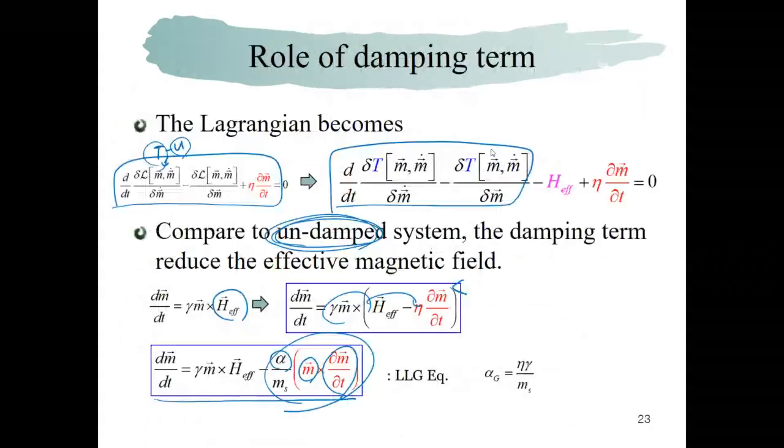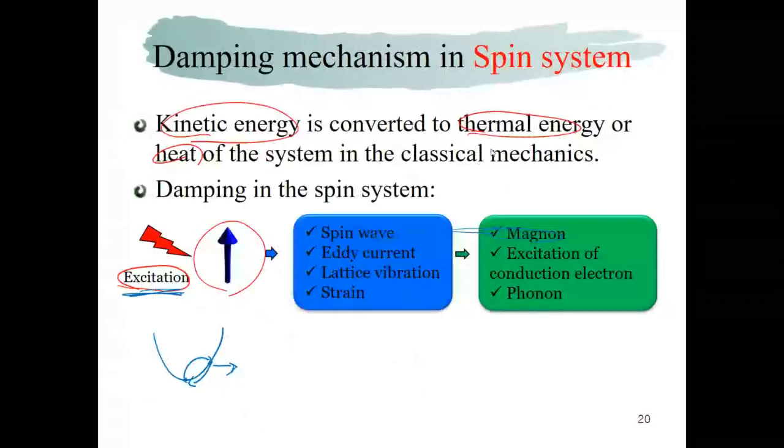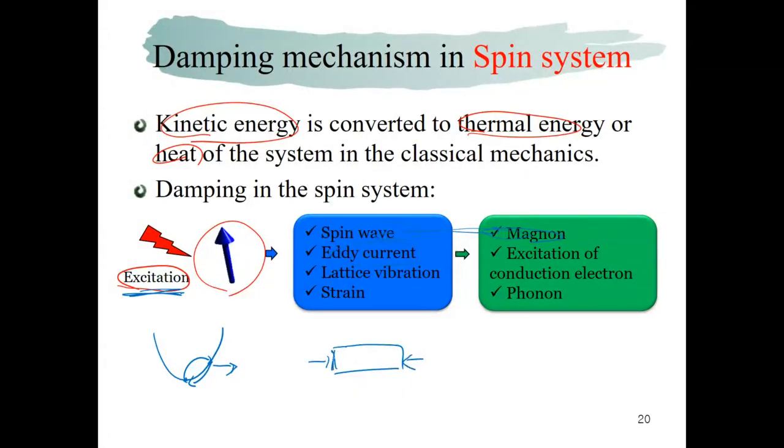The strain means, if we apply a force to the material, then the length can shrink or expand. That's what we call the strain. So lattice vibration implies there is some kind of local strain.